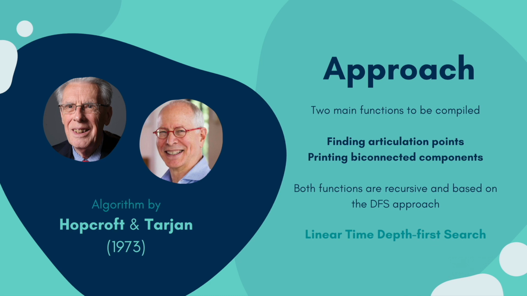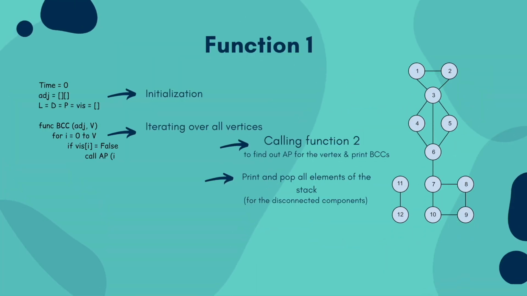So jokes apart, there are 2 main functions that we are going to compile. I guess you have already figured that out. 1, finding the articulation points, and 2, printing the biconnected components. Let's have some idea that these 2 methods or functions both are recursive and both are based on linear DFS approach. Here, the first function prints the biconnected components.